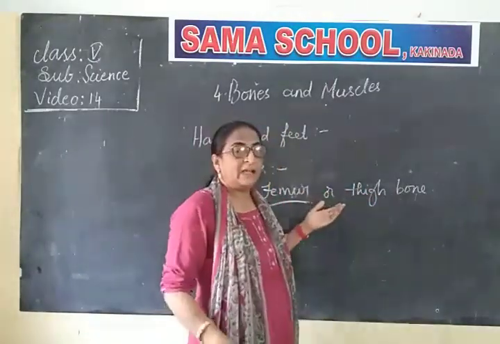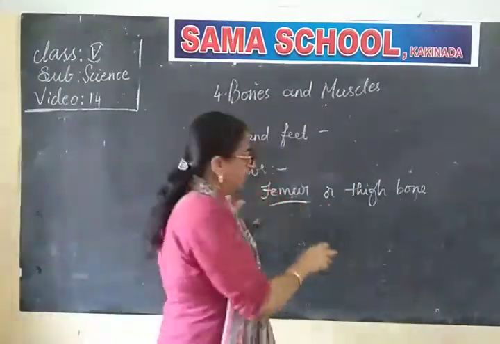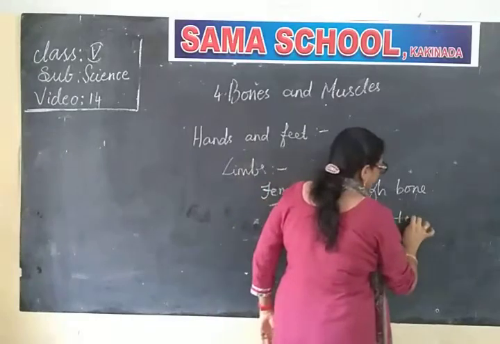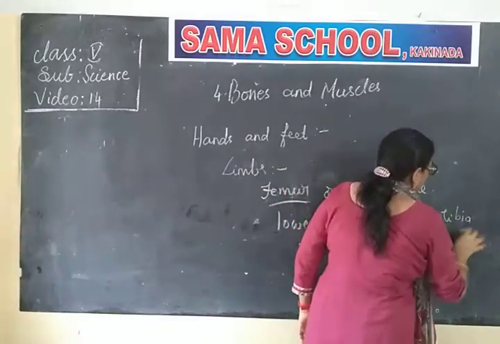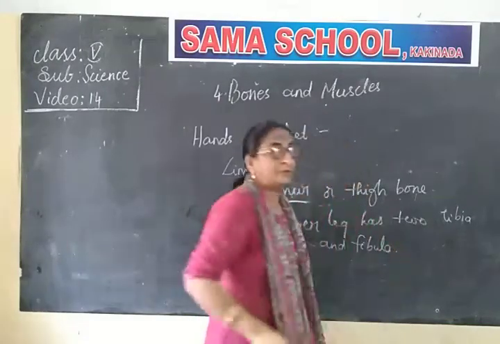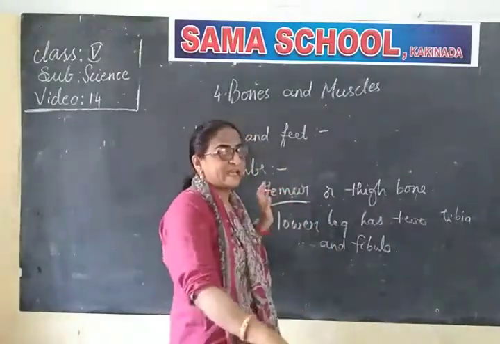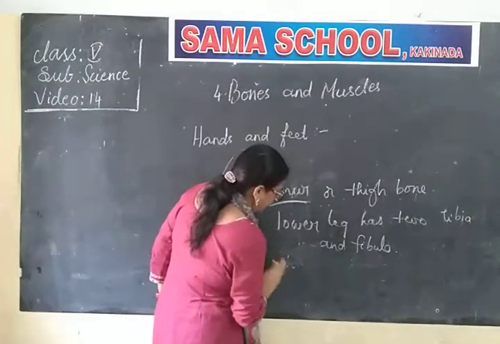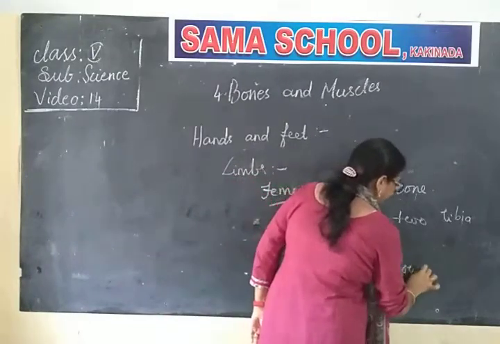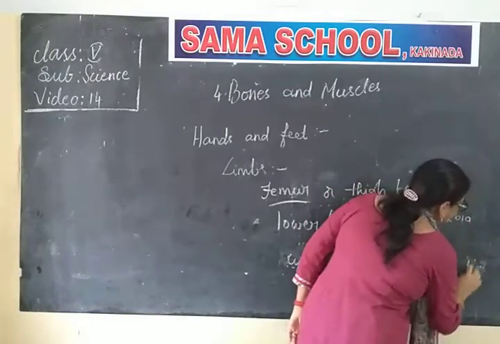In the lower leg, again we have two bones, tibia and fibula respectively. So we have two bones in our lower leg. Now this lower leg and upper leg join at the knee. Where do they join? They join at the knee.